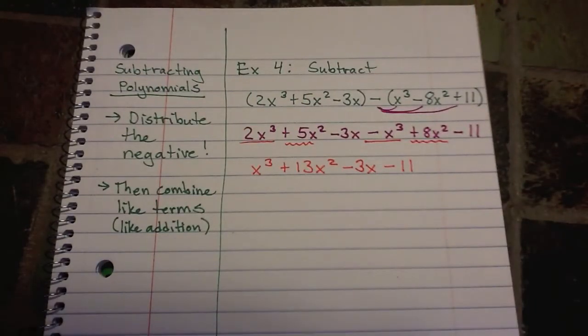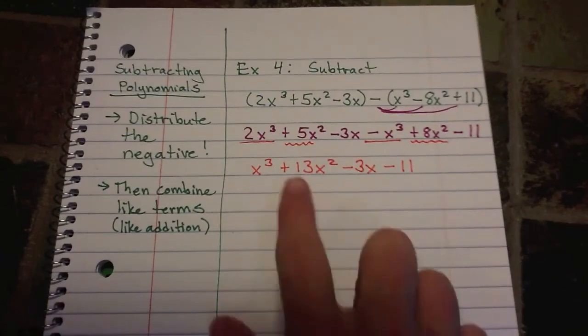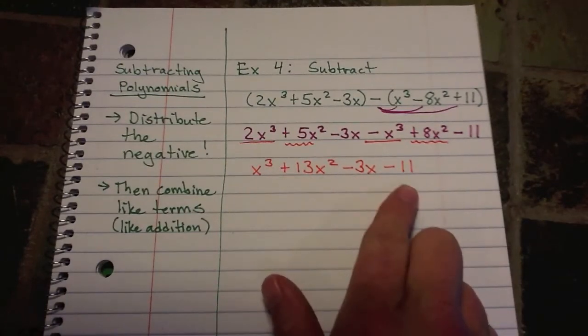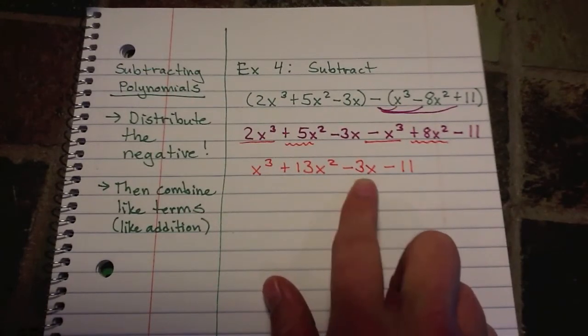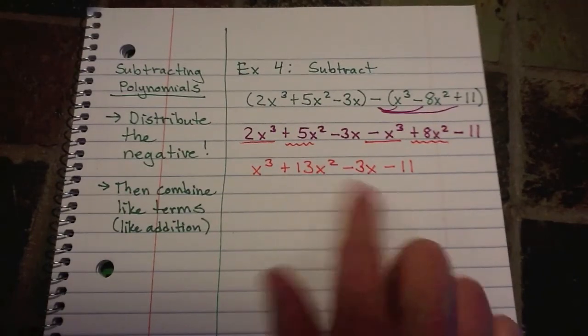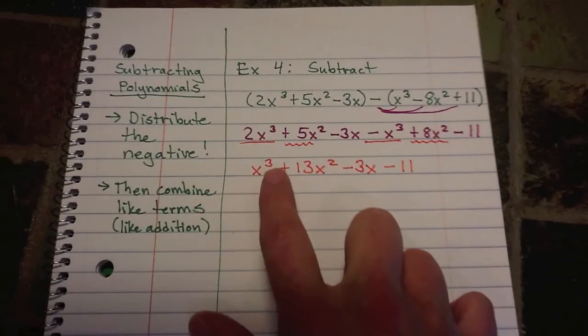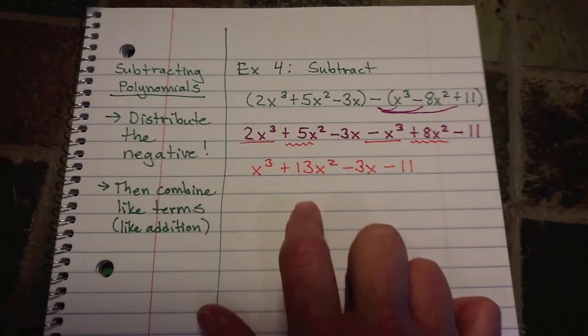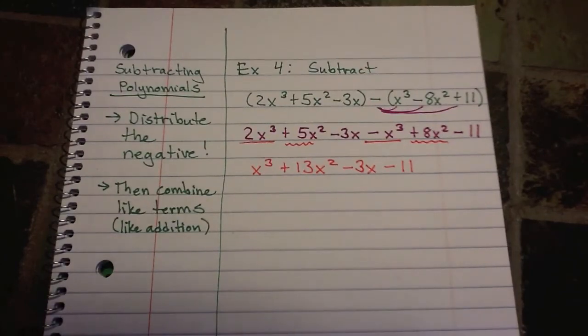Now, if we were classifying this, just to help you practice classifying, we have 1, 2, 3, 4 terms. So it would just be called a polynomial because we don't have a special name for 4 terms. But then it's 3 degree. 3 is our highest degree. So this would be a cubic polynomial.